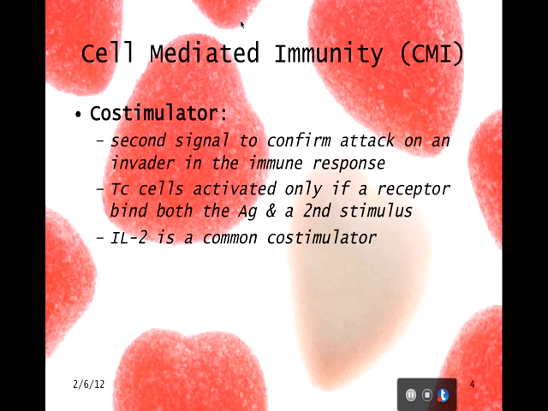For example, the TC, or cytotoxic T cell, will only be activated if it binds a receptor with the foreign antigen on the antigen-presenting cell, along with a second stimulus or co-stimulator. IL-2 is a common co-stimulator produced by the Th cells, or helper T cells.